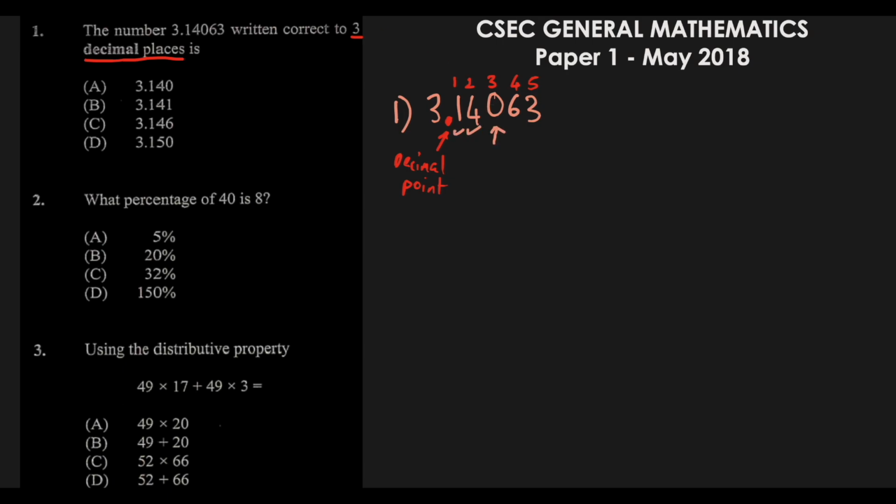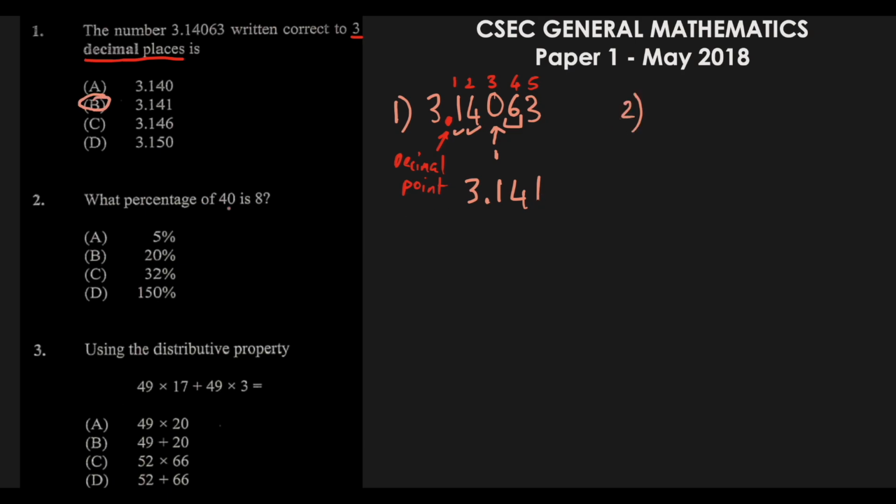Now we need to look at this value and see if it needs to change. In order to know if it's going to change or not, we need to examine our value right here. Once this value is more than or equal to 5, we would round up this value. If it's less than 5, we will keep this value. In this case, 6 is more than or equal to 5, so we will have to change this value here to 1. So this to 3 decimal places would be 3.141. Therefore, our answer would be B.